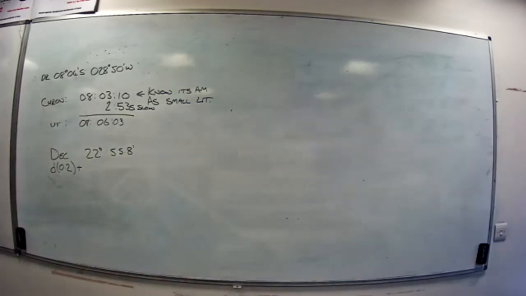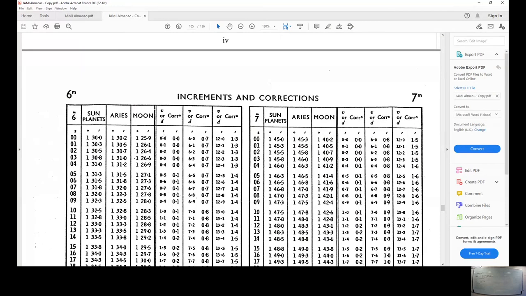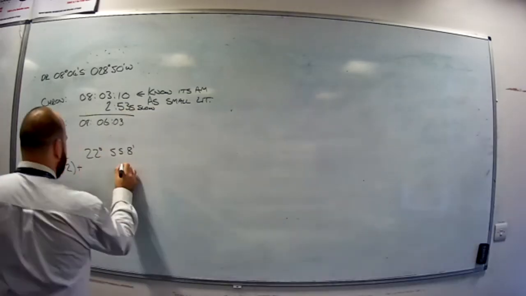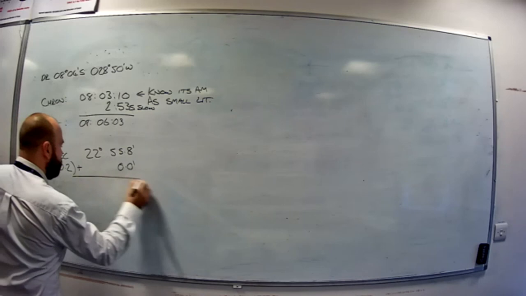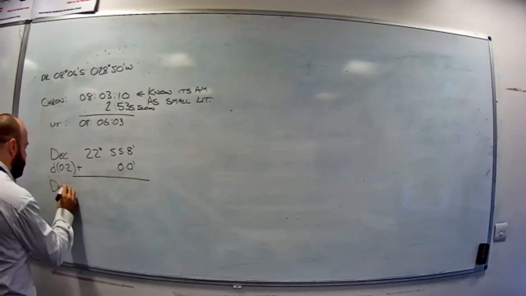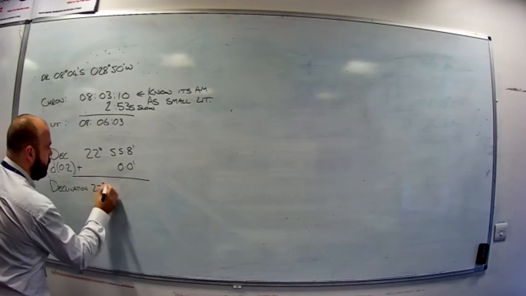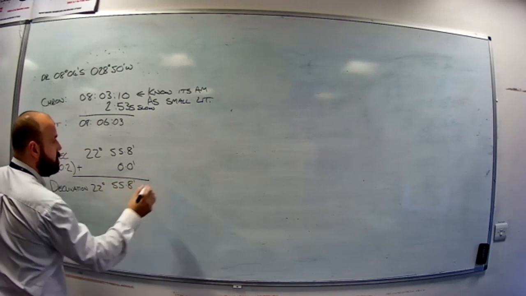Now what I have to do is, in the almanac, I turn to the back of it. I should have said, by the way, guys, the almanac I'm using for this example is just the one from IAMI for the SQA exams. And a D correction for 6 minutes of 0.2 is 0.0. So that gives me a declination of 22 degrees, 55.8 minutes.